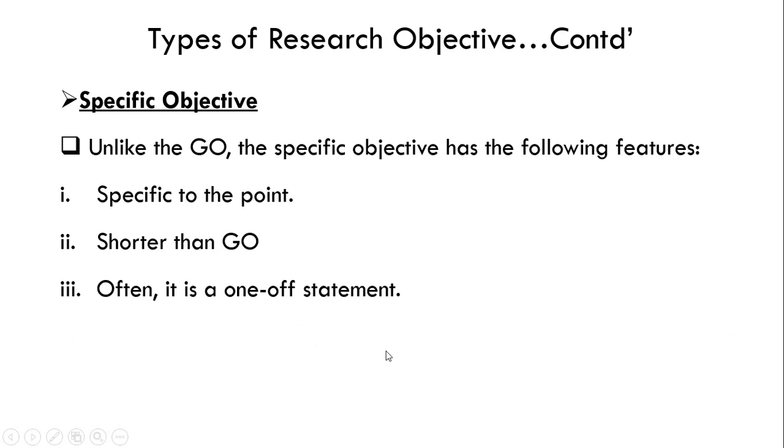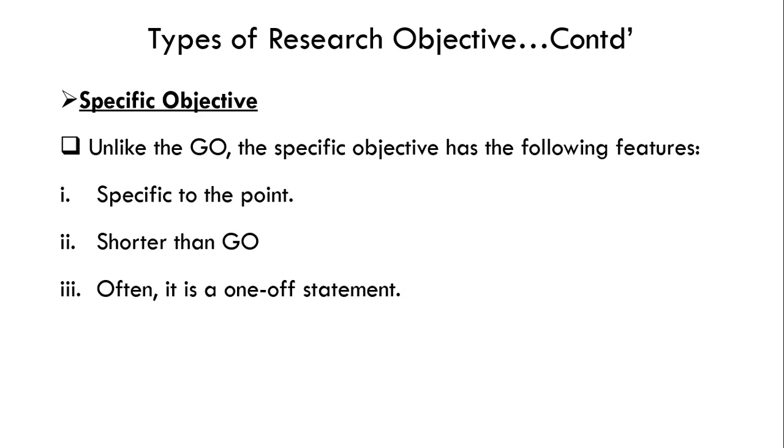Now, going forward, the specific objective, what is the specific objective? Like the name implies, unlike the general objective, the specific objective has the following features. The specific objective is specific to the point. As we go forward, we'll do a practical example so that we'll get a clearer understanding. Also, when compared to the general objective, the specific objective is technically shorter, and often it is a one-off statement.